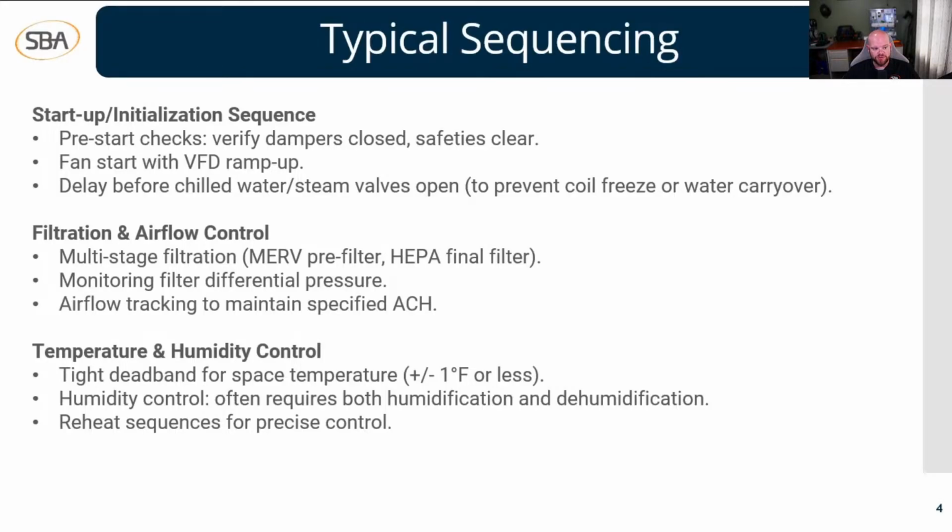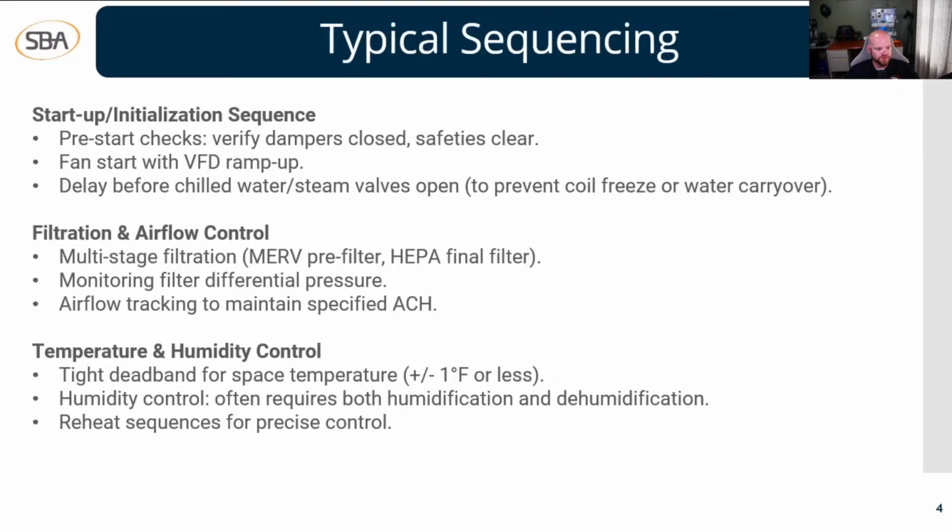And then we go to airflow tracking to maintain our specified air changes per hour. So these sequences are going to track our airflow. We'll have an airflow sensor either on the air handler or somewhere in the duct. And we'll track that airflow to make sure we're getting the right amount of ACH in our sequence. So then that's filtration and airflow control.